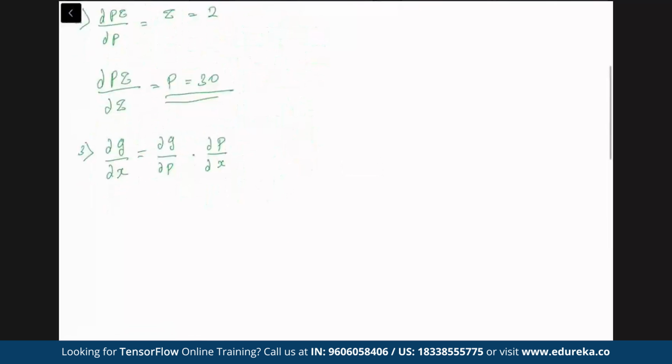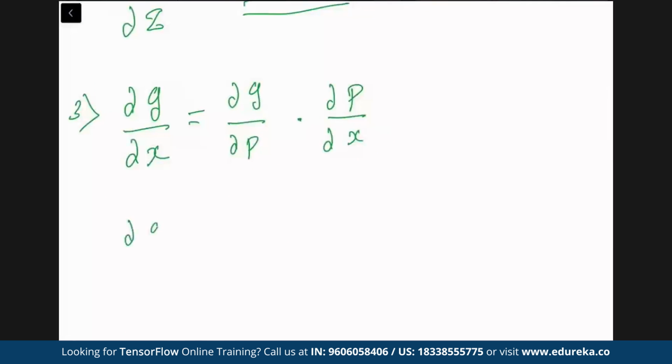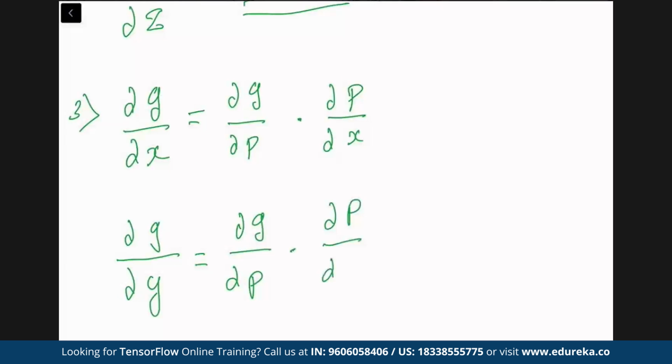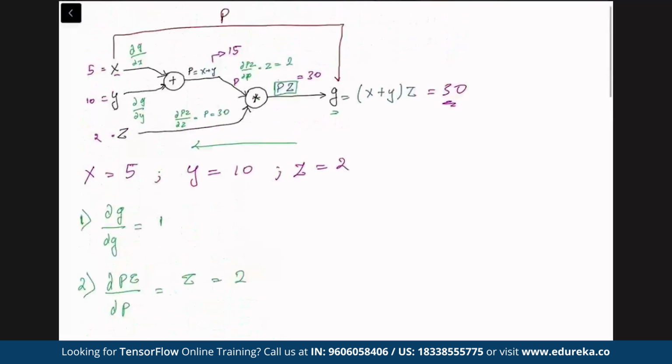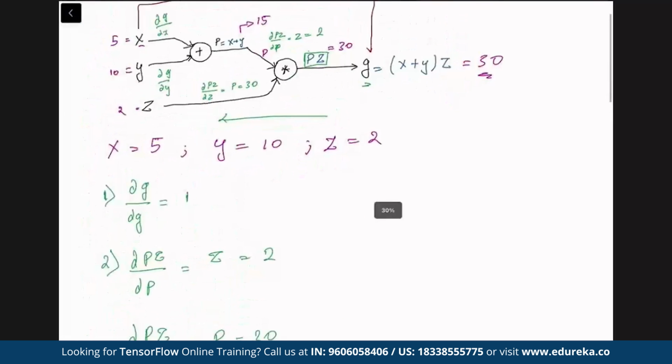Similarly, let's do it for y. So if it is dou g by dou y, this is going to be dou g by dou p times dou p by dou y. Let's see what this represents. We know what dou g by dou p is.